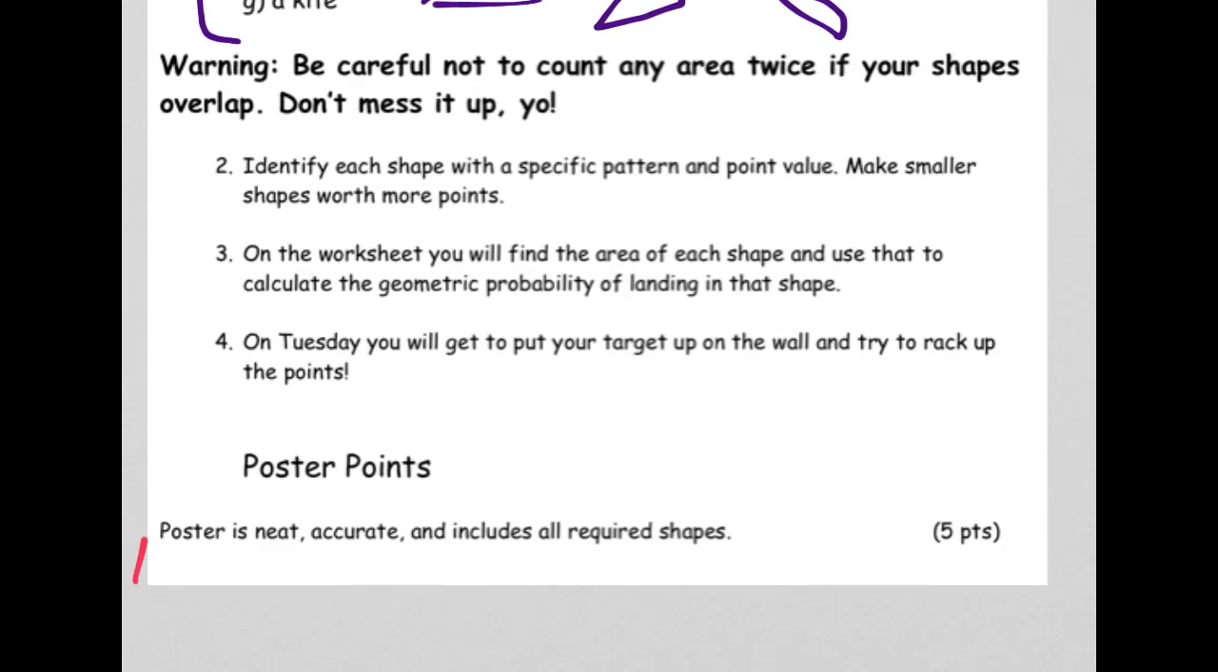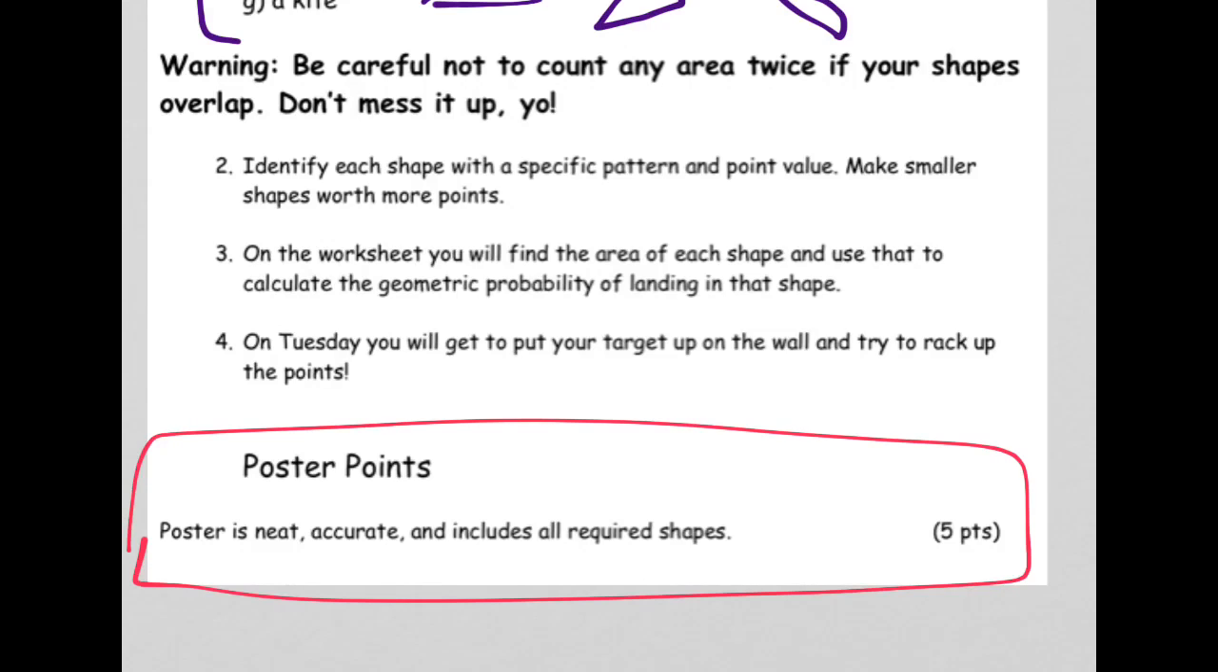You get 5 points in your group just for making the poster. Make it neat, accurate, include all of those shapes, and you should be good. Now in terms of calculating the areas, just kidding, we'll get to that in a minute. So let's go ahead and pause, and now we will pass out the stapled worksheet that has the large grid on the front.